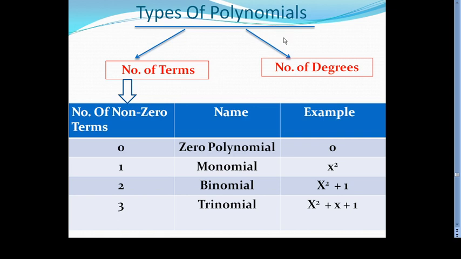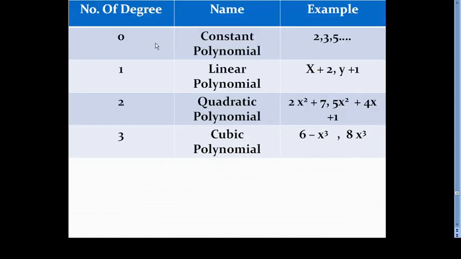Now we will discuss the types of polynomial on the basis of degree. See, if the degree is 0, it is called a constant polynomial. For example, 1, 2, 3, 5, 4, 7, any number you can take, any constant we can take, and it is called a constant polynomial. Why so? Because their degree is 0.